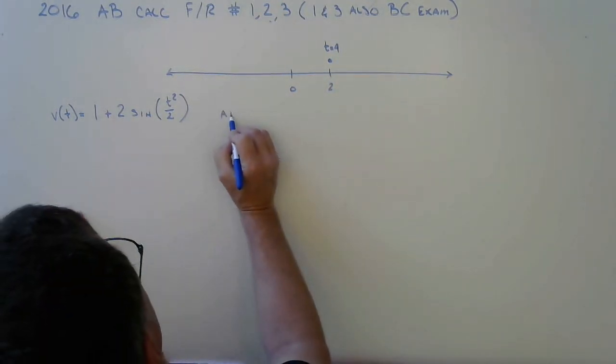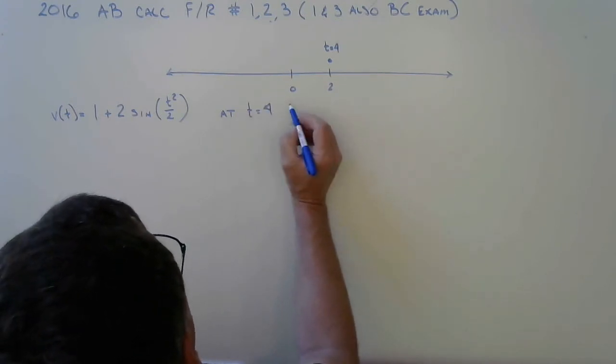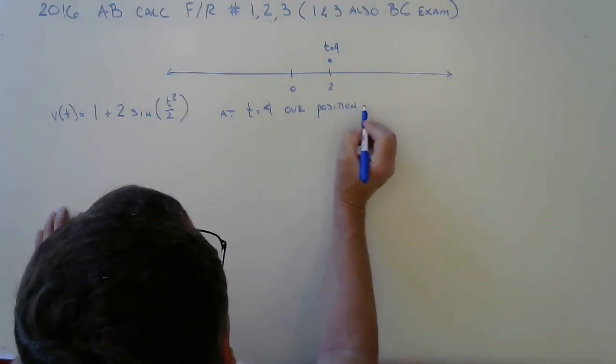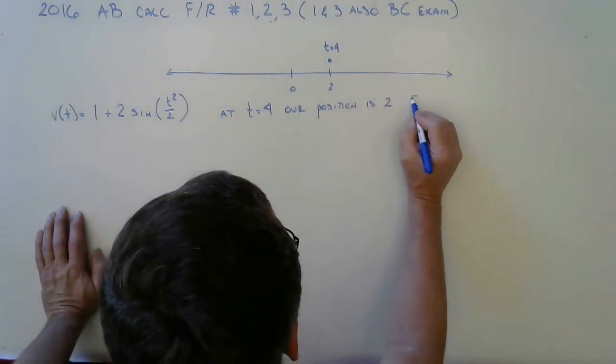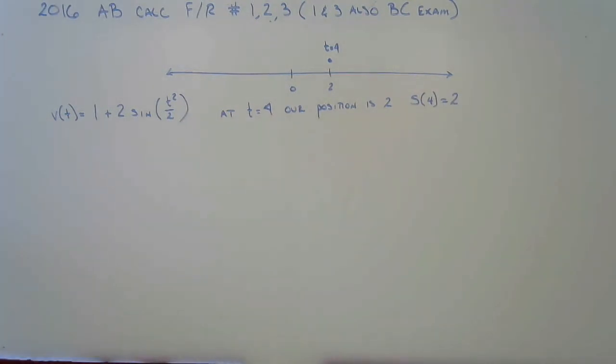At t equals 4, our position is 2. So S of 4, our position is 2. Okay? Now, it says, at time t equals 4, is the particle speeding up or slowing down, right? Speeding up or slowing down. So what do we need to know? Well, we need to know its velocity at time t equals 4.